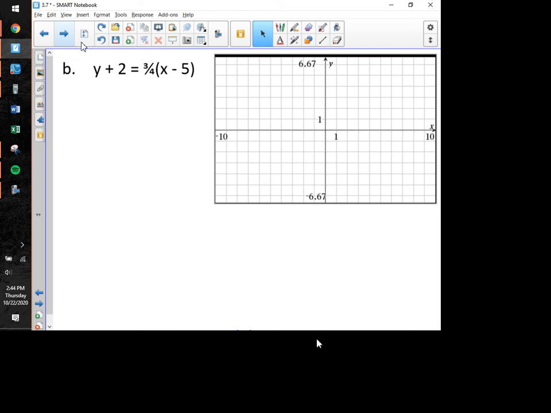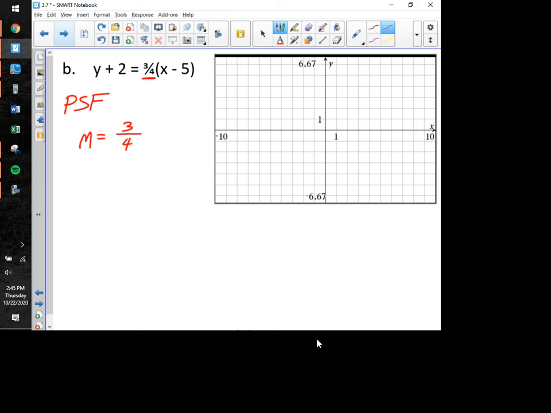The first thing I would ask you guys to do is to think about what form this equation is in. We've got y plus 2 equals 3/4 times x minus 5. If you go back and check your notes, everybody, this is point slope form to a T. All right, and 2 things we can read about a line in point slope form. The slope of your line is the coefficient in front of the binomial on the right containing an x. So your slope here is +3/4.